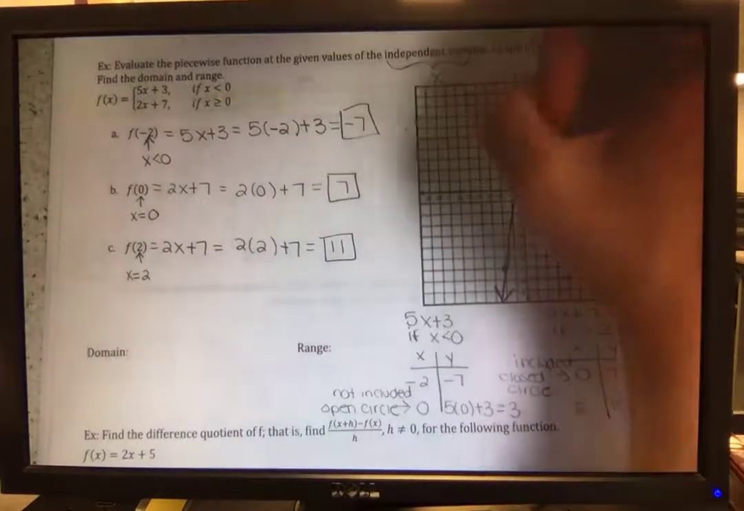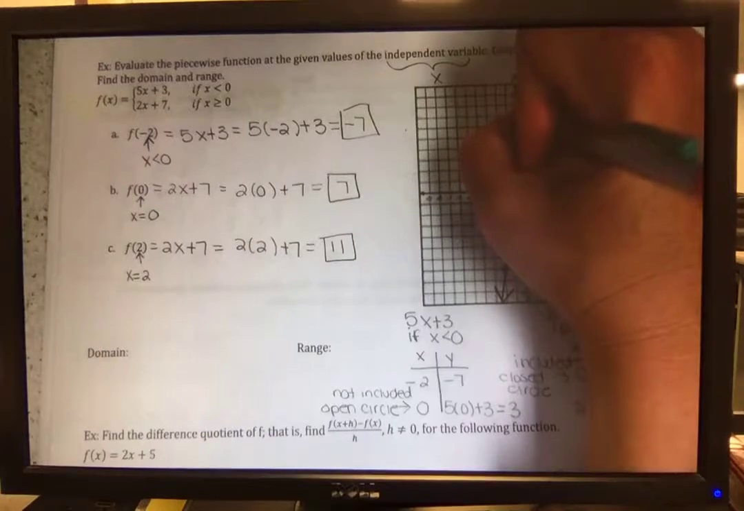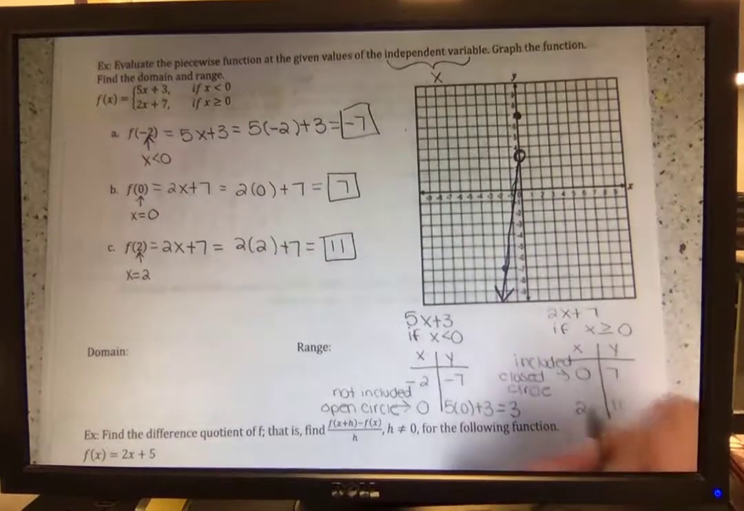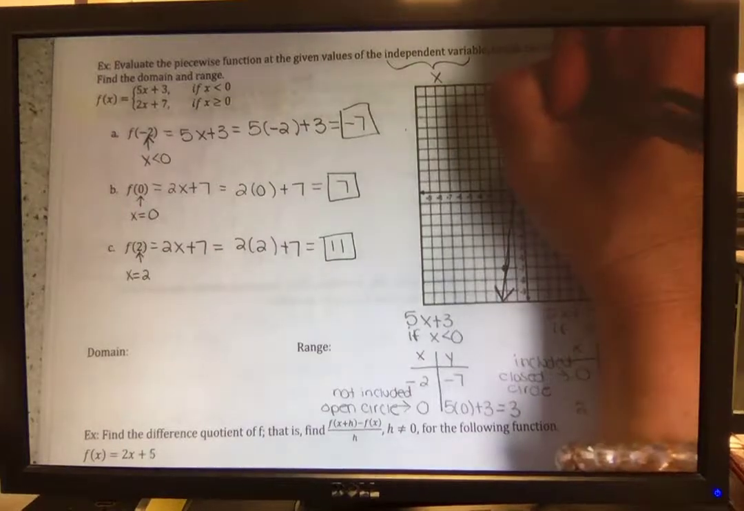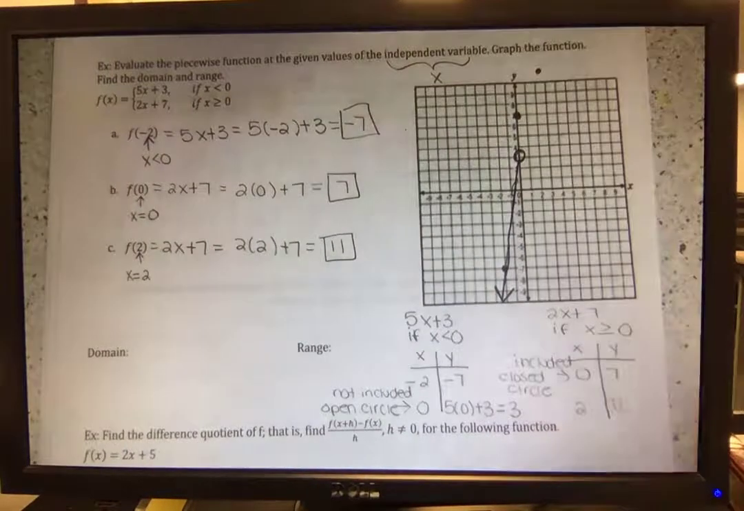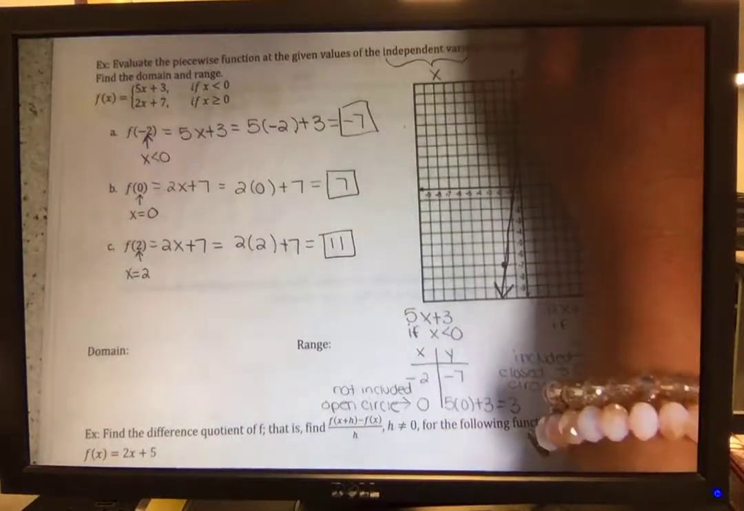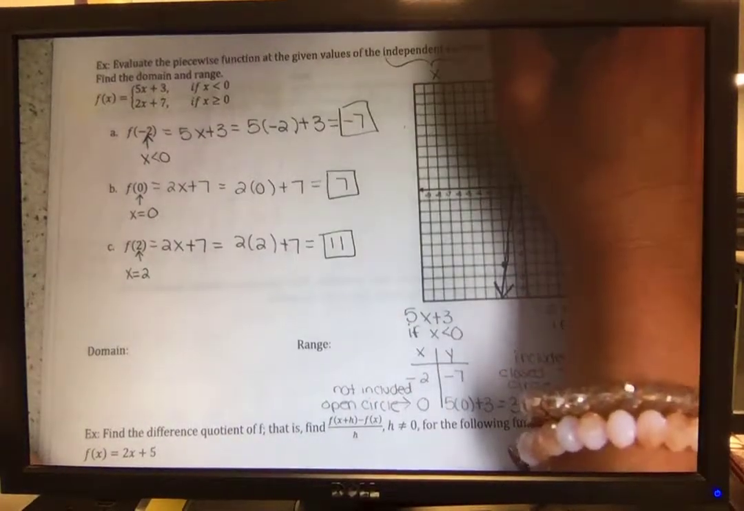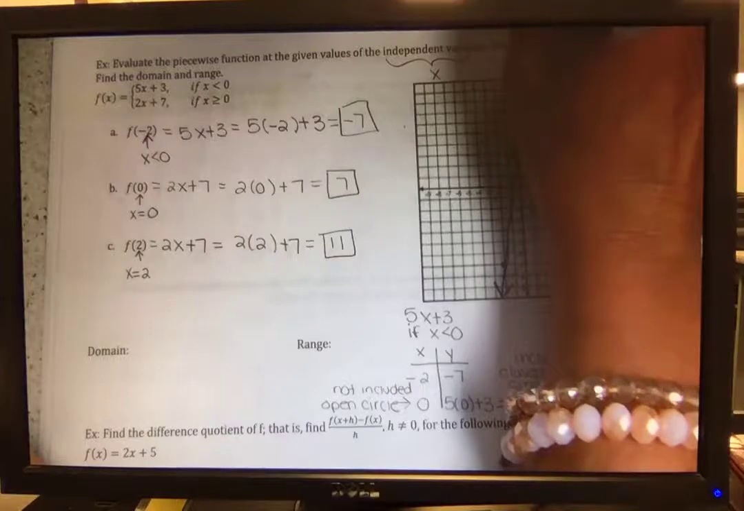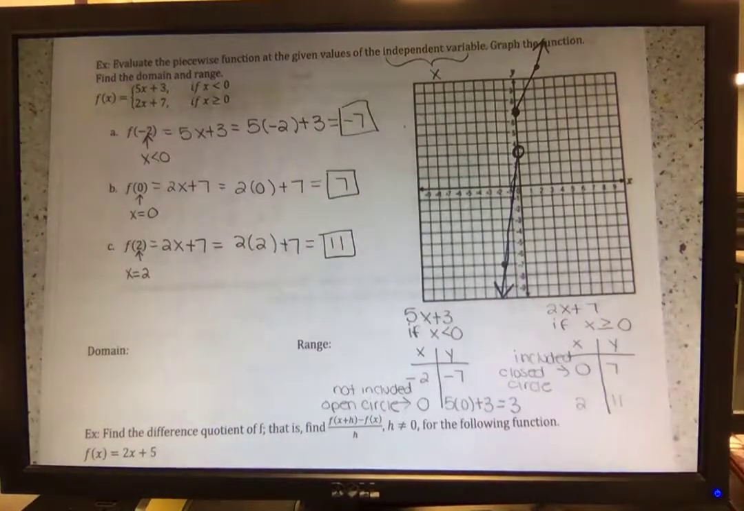So (0, 7) is our first point, our endpoint. We said it's going to be a closed circle. Our second point is (2, 11), so we'll just make a dot somewhere up there. Connecting the dots, that's our second piece of our graph. So together they make the whole function, but they're two separate pieces. The biggest thing is the endpoints.